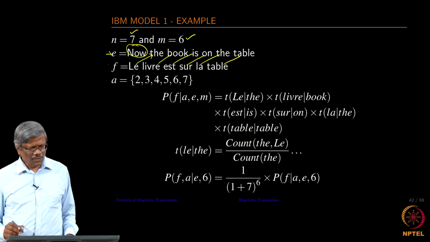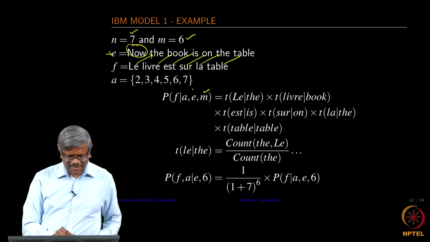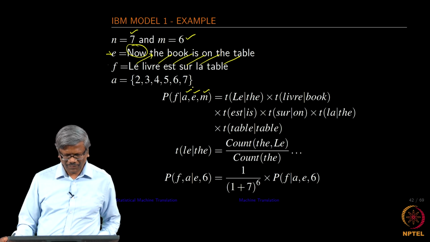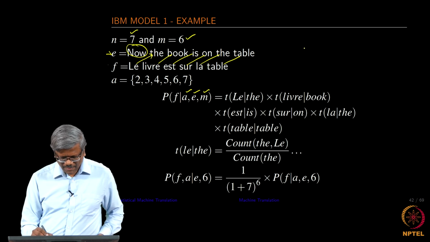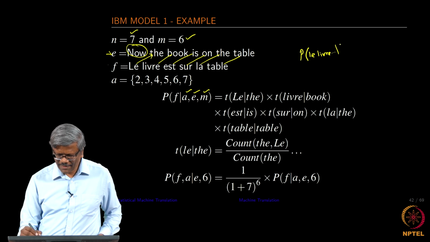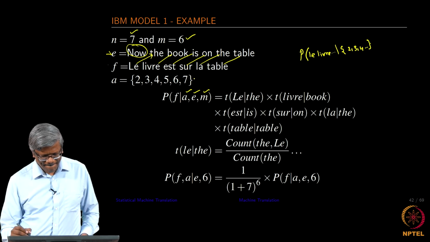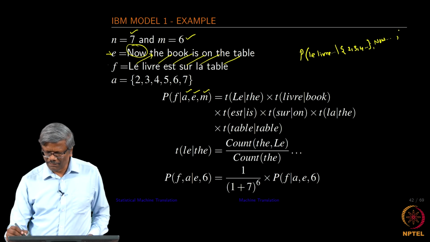right. So, if you want to find the probability of the French word given E and the English sentence and the alignment value. So, how is this translated? So, we want to find out P of this sentence, right, given the alignment variables 2, 3, 4 and so on, and the English sentence, and finally the total number of words.